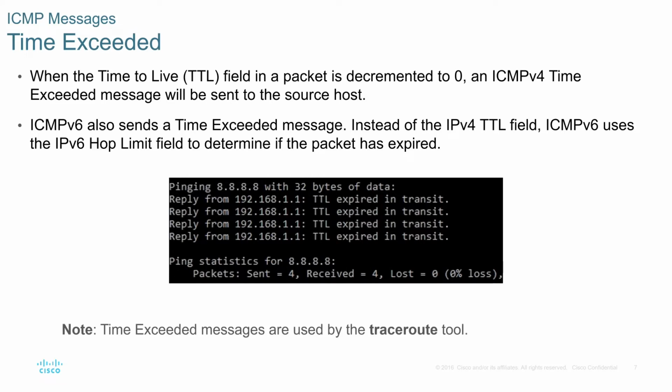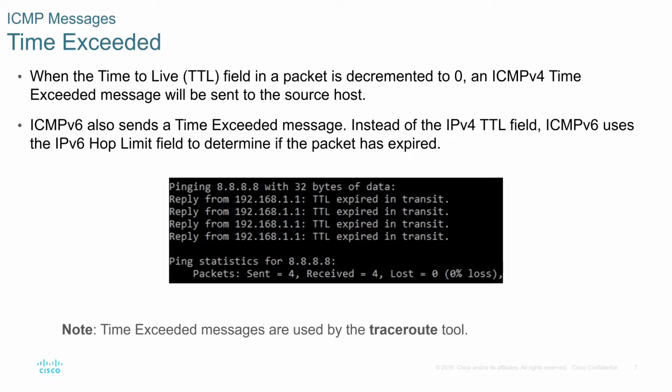Time exceeded is a very useful thing in any network. We do not want packets to keep traversing around a network if the destination is unavailable. In IPv4, we have a time to live field. At each router, the time to live field will be decremented by 1. When it reaches 0, it will return to us a time exceeded message.